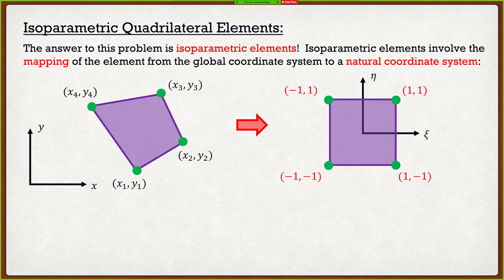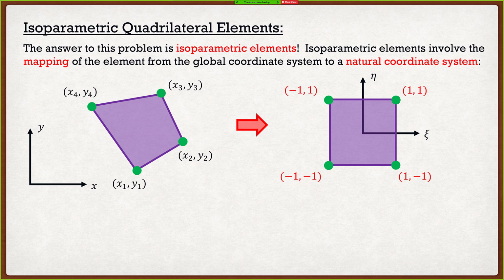So node 1, at the bottom left corner, is now situated at -1, -1. Our node 2, which is at the bottom right corner, is now at 1, -1. Looking above, we have 1, 1 for node 3, and then we have -1, 1 for node 4.